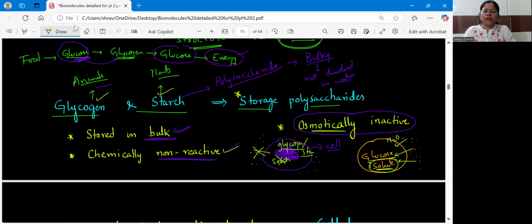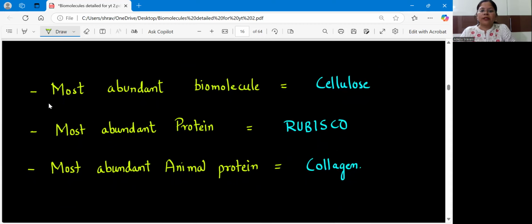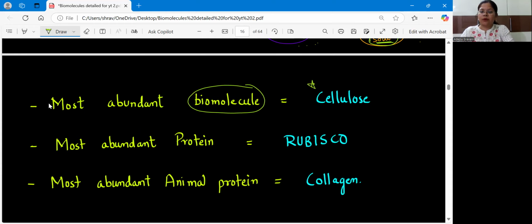So this is all about the carbohydrates, and we have finished the introduction part in this chapter. Next, we have a few important points in this chapter. For example, the most abundant biomolecule. See, we have 4 biomolecules given in your chapter: carbohydrates, proteins, lipids, and nucleic acids. Out of these 4, if they ask which of the following is the most abundant biomolecule, the answer will be cellulose. This is important.